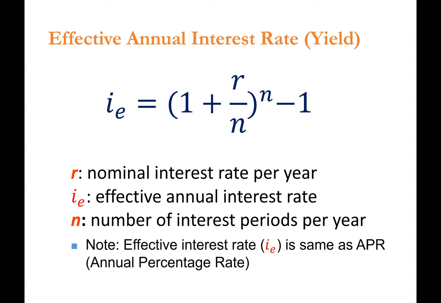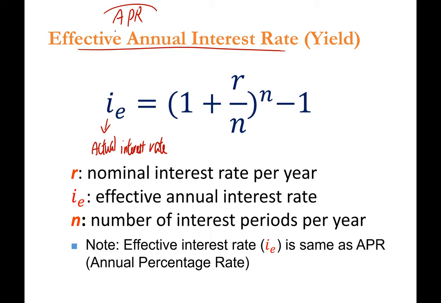And this is what they use to find the effective annual interest rate, effective interest rate, or APR. We use I with a subscript E to represent the effective interest rate. You can also call this the actual interest rate. If you look at the borrowing side, it's actually the real borrowing cost. Compared to 18%, it's going to be slightly bigger, so you're paying slightly more than 18%. Once you figure out the APR, the effective interest rate, this is the formula we utilize. R is the nominal interest rate per year. I sub E is the effective annual interest rate. You can also call that APR.